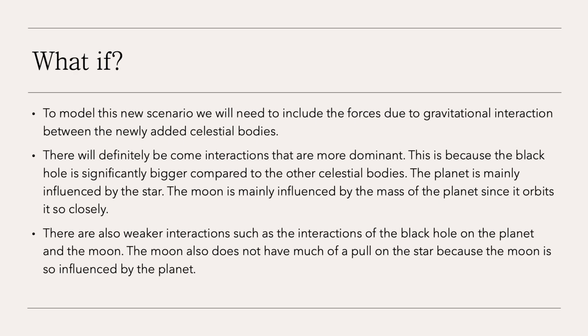What if? To model a new scenario where we'll include a planet, a star, a black hole, and a moon, we will need to include the forces due to gravitational interaction between the newly added celestial bodies. There will definitely be some interactions that are more dominant. This is because the black hole is significantly bigger compared to the other celestial bodies. The planet is mainly influenced by the star, and the moon is mainly influenced by the mass of the planet since it orbits it so closely.